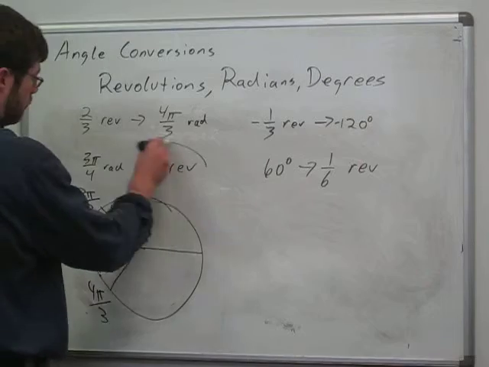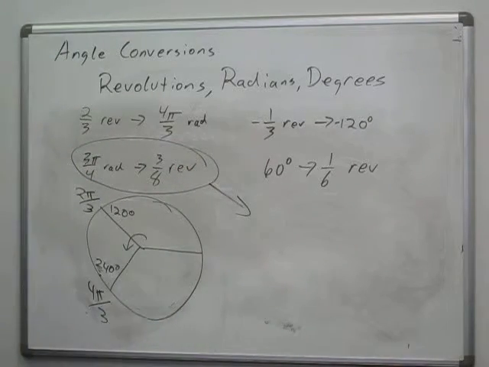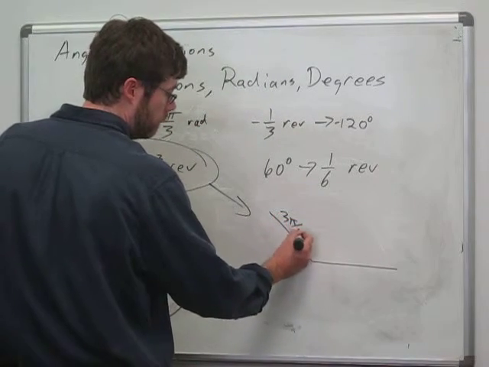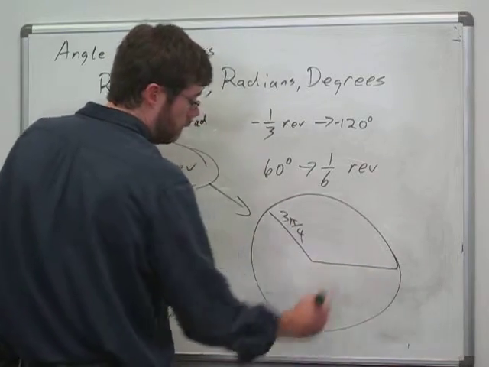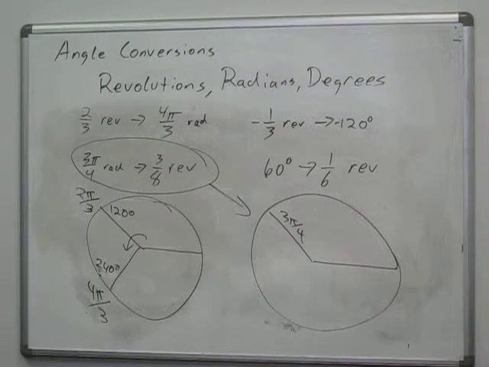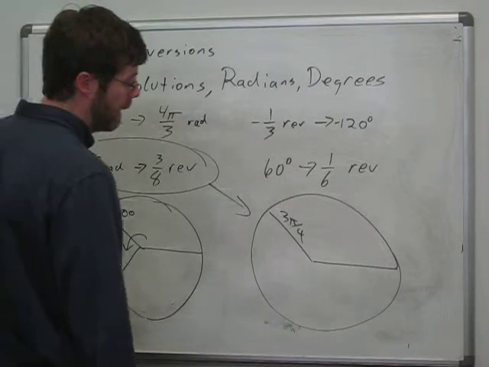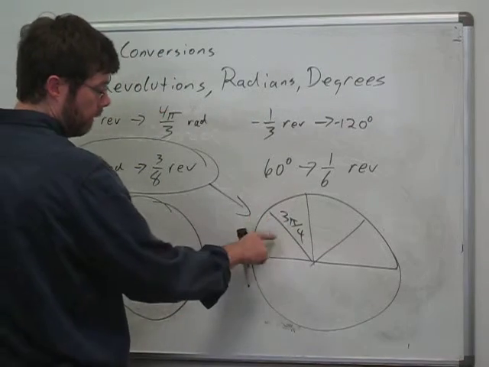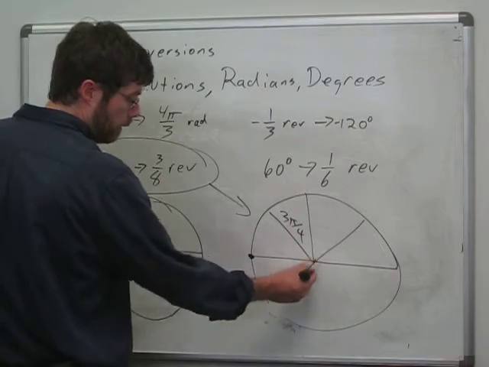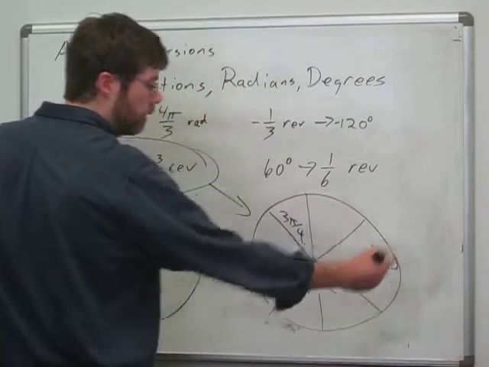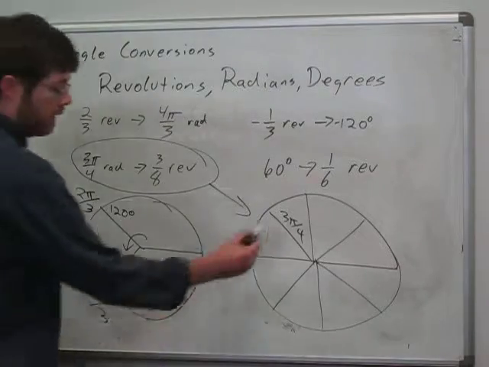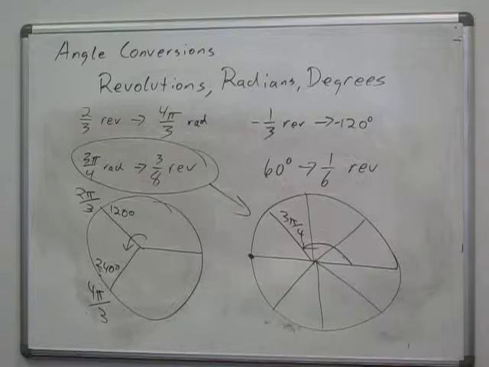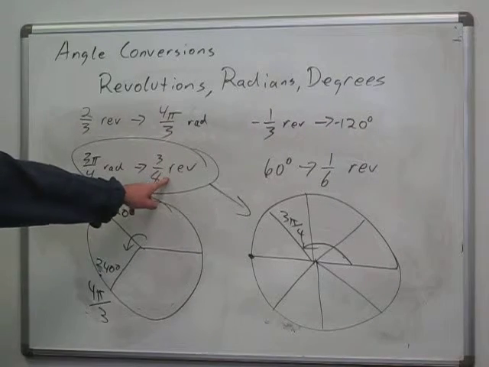So let's take a look at this last one. 3 pi over 4 is another special angle on our circle. We should know that it is sitting up there. And if we think in terms of pi over 4, then 4 pi over 4 gets me here. Another 4 pi over 4 gets me all the way around the circle. So if I'm stopping here, I've used 3 out of 8 of them. In other words, 3/8 of a revolution.